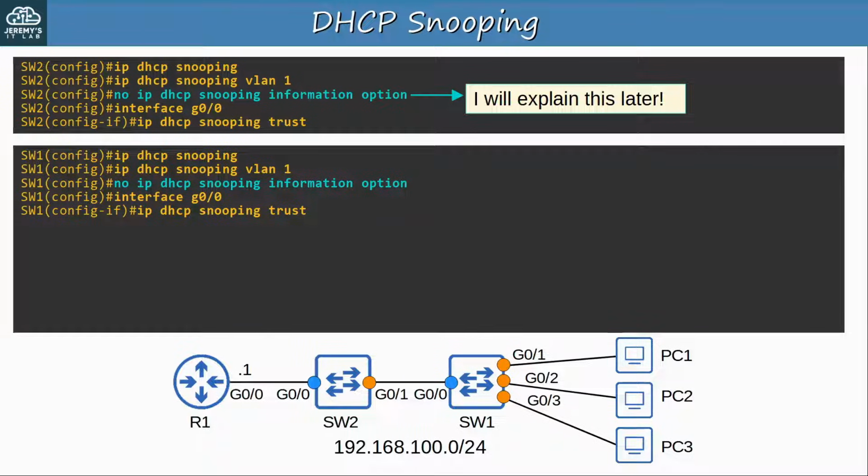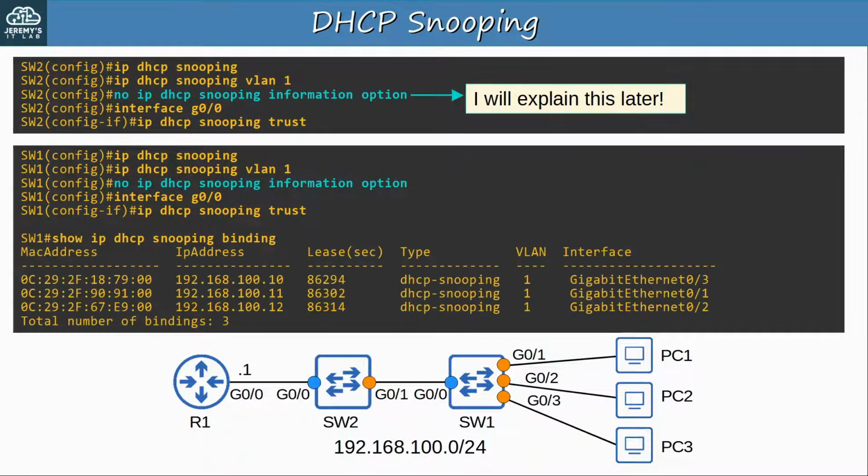Then I did the exact same configurations on switch 1. I configured switch 1's G0/0 as trusted, because it's the interface pointing toward the DHCP server, R1. Then I checked the DHCP snooping binding table with the command show ip dhcp snooping binding. As you can see, PC1, PC2, and PC3 were able to get IP addresses via DHCP. This table logs their MAC addresses, IP addresses, lease times, VLAN numbers, and interface IDs.